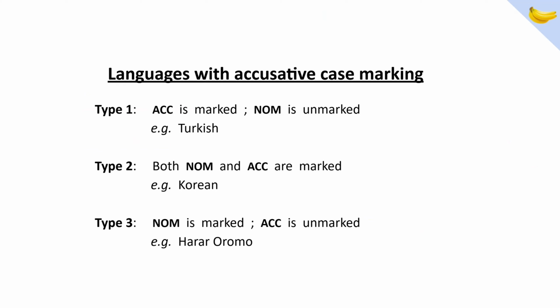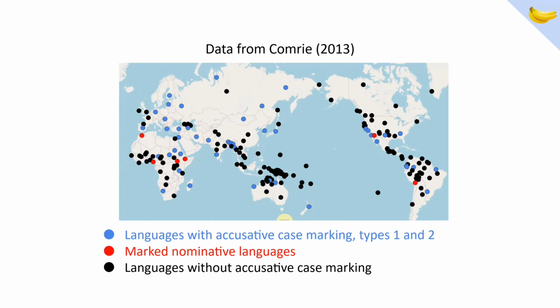Languages of this third kind are often called marked nominative languages, and, as illustrated by this map, are pretty rare. Comrie 2013 identifies 52 languages that exhibit accusative alignment with respect to case marking, but of those 52, only 6 are marked nominative.